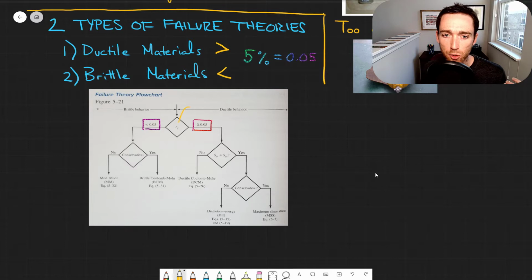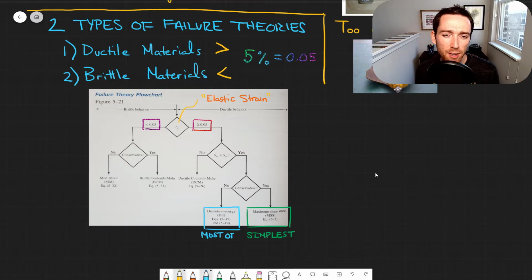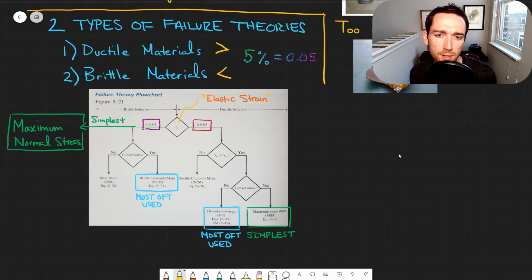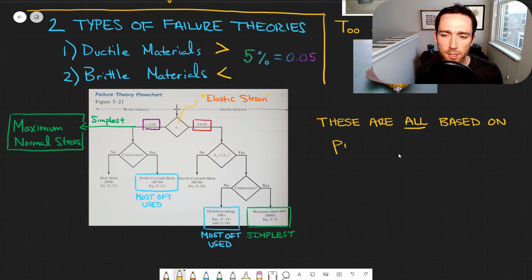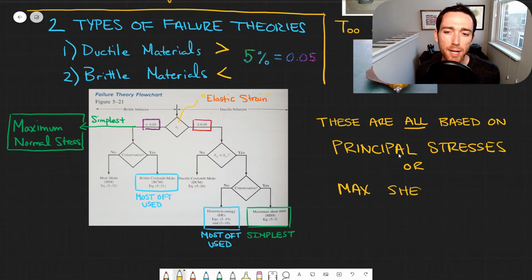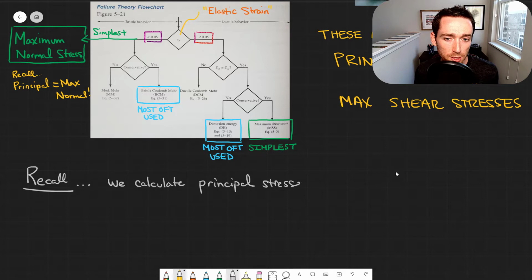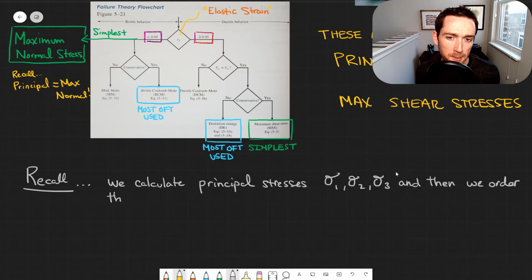The Shigley's book has a great diagram, a flow chart for diagnosing when to use any given theory of when things will fail. And today we're going to talk about the simplest theory, both on the brittle side as well as on the ductile side. What you need to keep in mind is that all of these are based on previous discussions we've had, principal stresses and maximum shear stresses. It's pretty straightforward. We've got a maximum normal stress theory and a maximum shear stress theory.